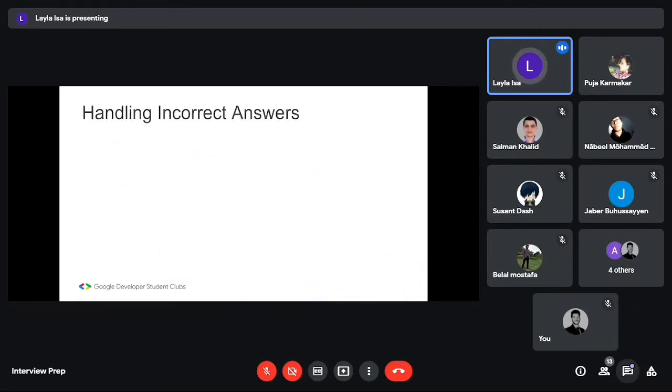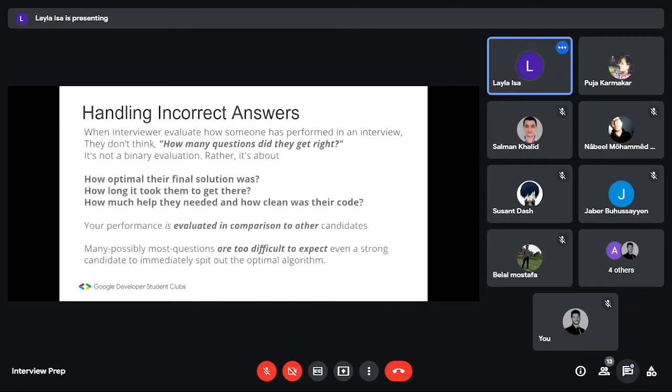So, handling an incorrect answer. If you are in an interview and you give an incorrect answer, how do you deal with it? When interviewers evaluate how someone has performed, they don't think about how many questions you got right. If you get one or two questions wrong, it doesn't matter. It's only a rumor that you have to get all the questions right. It's not a binary evaluation.